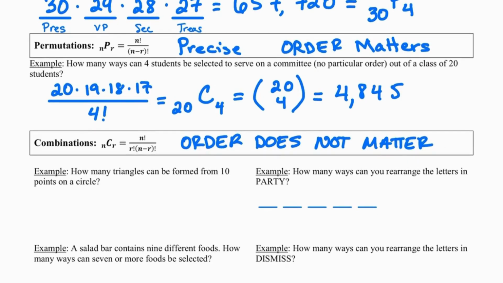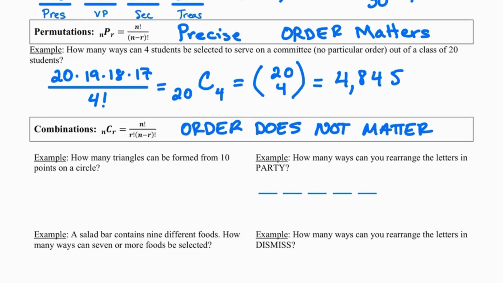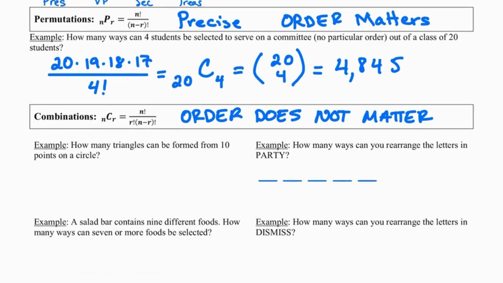Permutations are very important on where you're putting those students or where you're putting things. It's very precise, very specific. If it doesn't matter, if it's very general, it's a combination. Again, with these, it takes practice to understand.